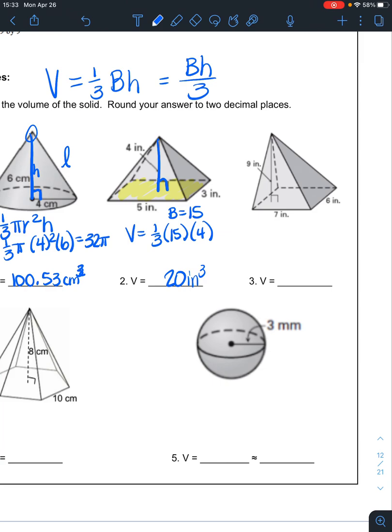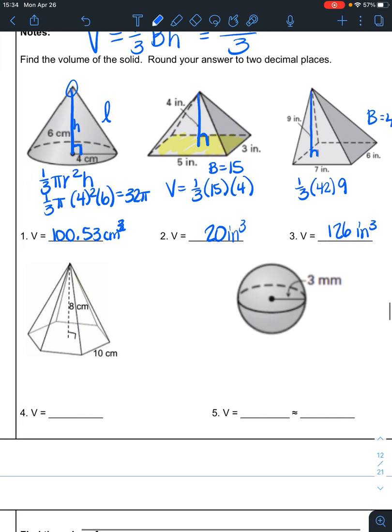Now on number 3, notice that this is an oblique pyramid. We still want to look for that same thing. You're looking for that vertical height, not that slanted height. When you're using h, it's always going to be that vertical height. It's not going to change anything. It's still 1/3 the area of the base. The base is a rectangle, so it's 7 times 6, which is 42. So the area of the base times the vertical height, which is 9. So we would have 42 times 9 divided by 3, and you get 126 inches cubed.